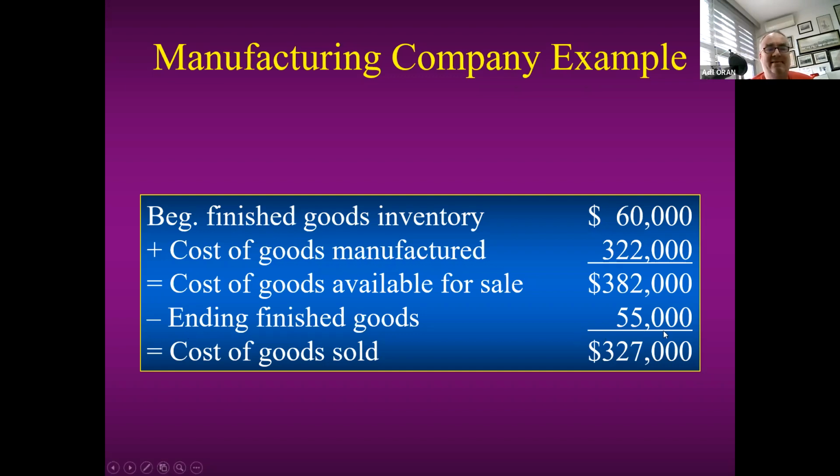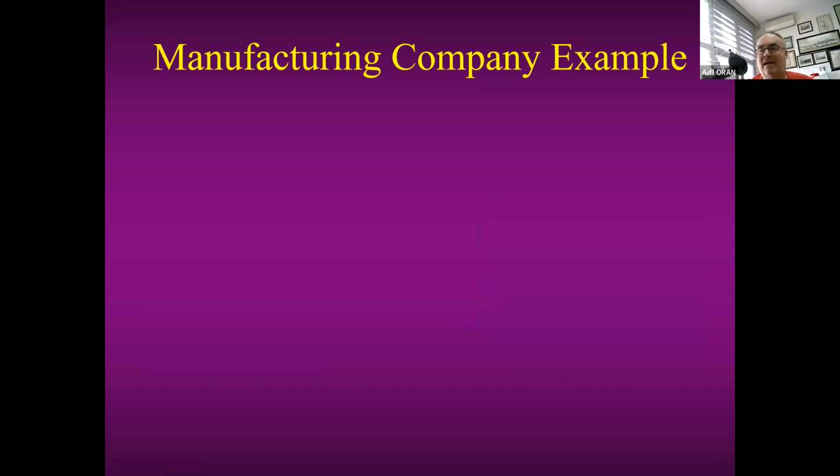However, as we know that at the end of the year, we still had $55,000 worth of ending finished goods inventory, this means that your actual cost of goods sold was the difference between these two items, 327,000. So 322,000 cost of goods manufactured plus the reduction in inventory during the period. You can also look at it in that way. So 327,000 would be your cost of goods sold, sent to the income statement as an expense.